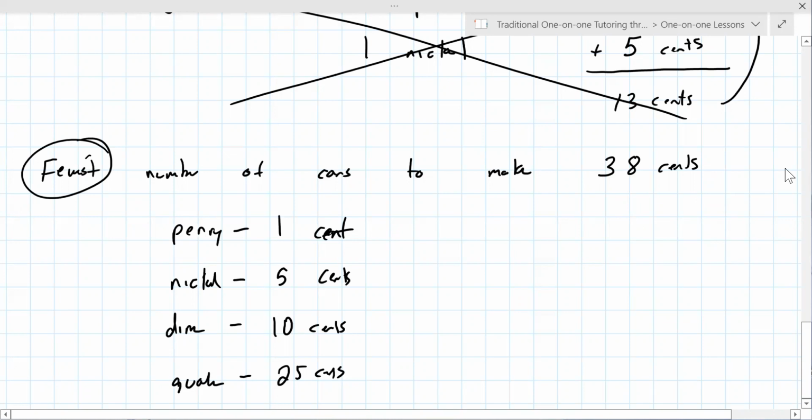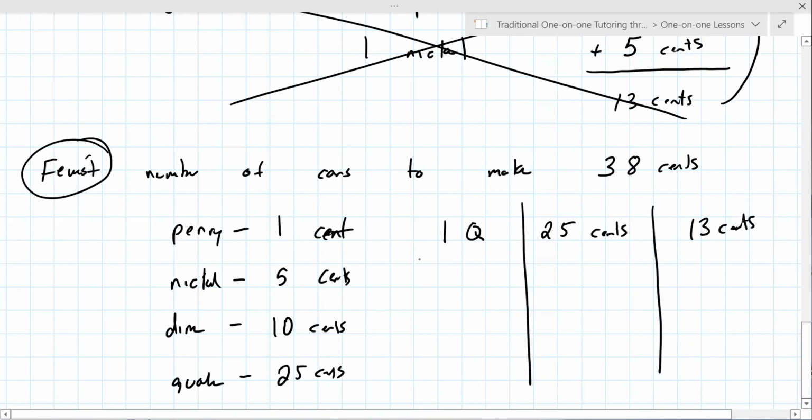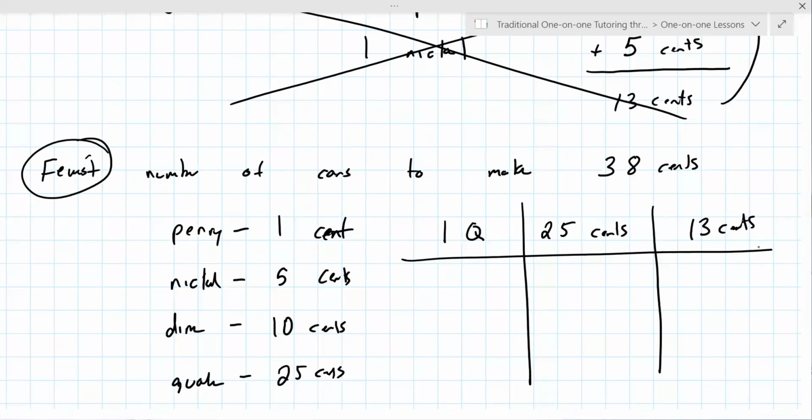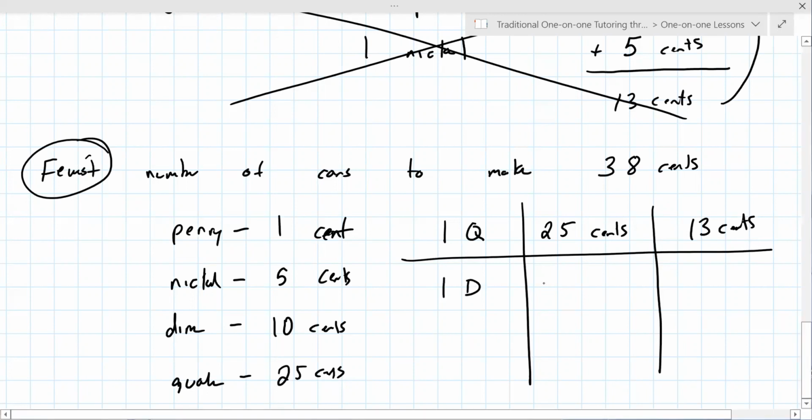1 quarter. 25 is just 1 quarter. So 1 quarter is 25 cents, and that means you have 13 cents left over. So what's the largest coin that goes into 13 cents? Dime. Okay, so 1 dime is 10 cents. And how much is left over? 3 cents. Okay.